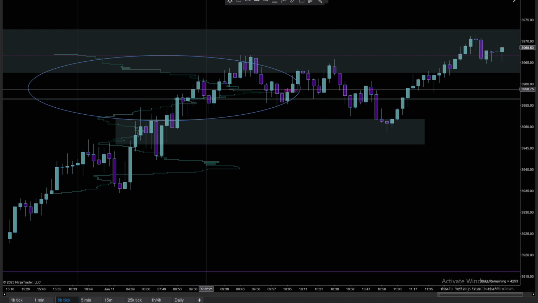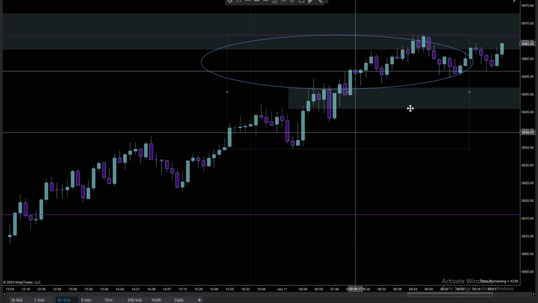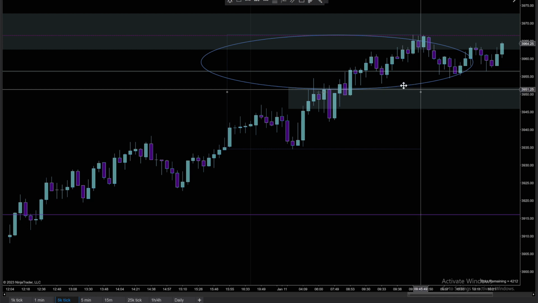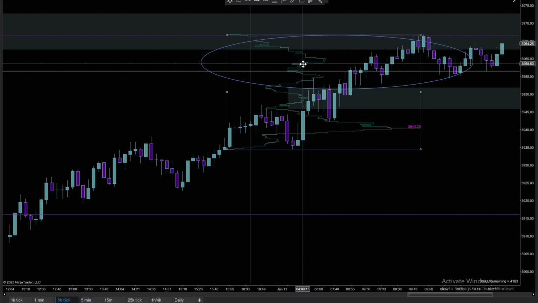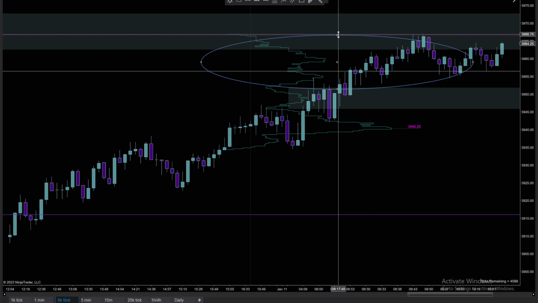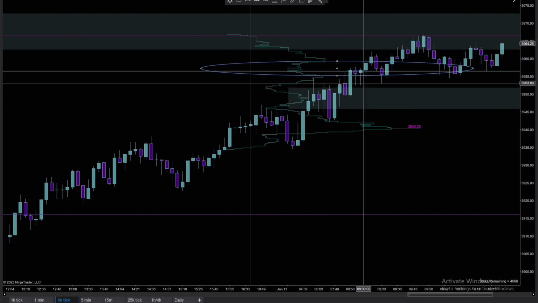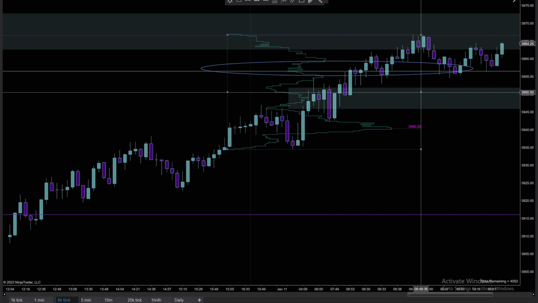So when you see two volume clusters that are close together and where the low volume node between them is not wide and not deep, right? So it's not wide and it's not deep. There's a high probability that price is going to consolidate right in the middle of that area, okay? Look where this low volume is. I'm going to put this between these two peaks, okay? That's where that low volume is. There's a high probability price is going to consolidate between there.